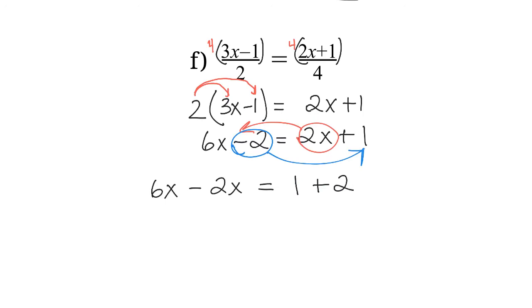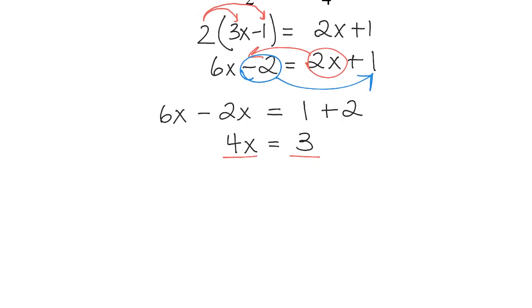6x minus 2x, that's a 4x. 1 plus 2 is 3. And then our final step to isolate for x is to divide both sides by 4. 3 divided by 4, that's going to give me a decimal. Remember, we want to leave our final answers as fractions. So my final answer is going to be 3 over 4.